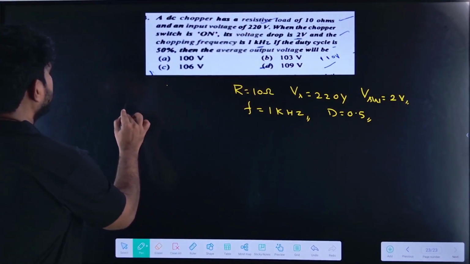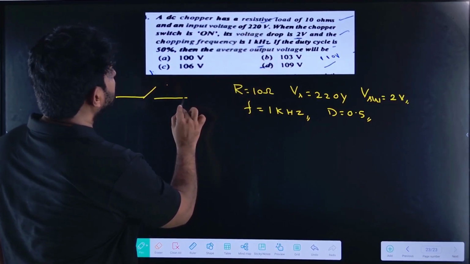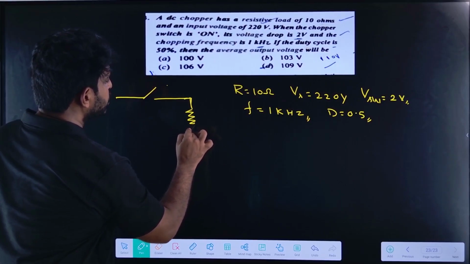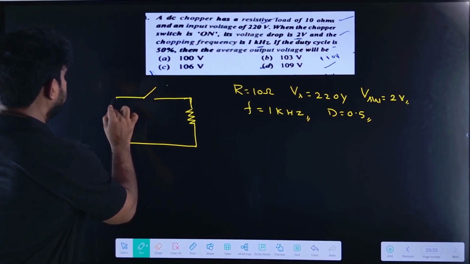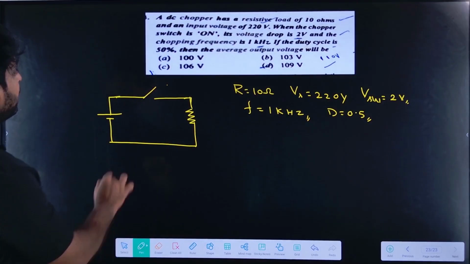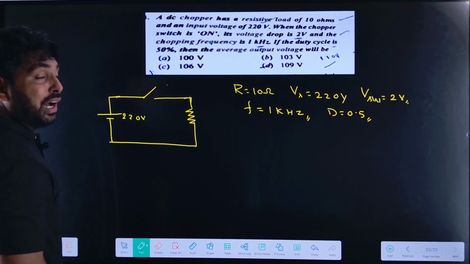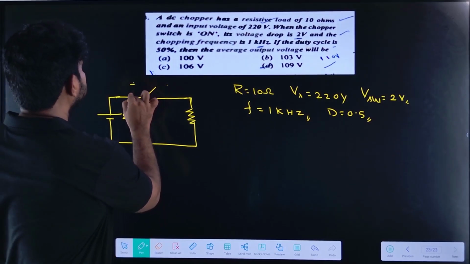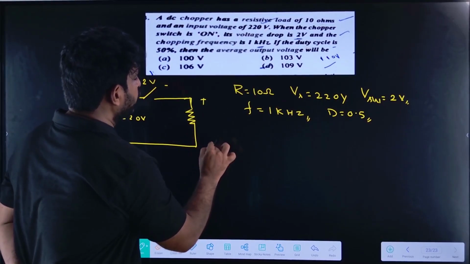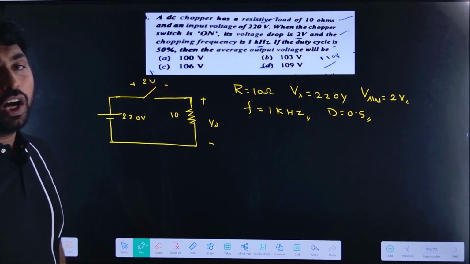How would the buck converter be? The simplest buck converter is, in case of resistive load, 2 switches are not needed. So we can take 1 switch, which is a simple buck converter. Right? So how much was given? It is given as 220 volts, and the voltage across the switch is given as 2 volts. The output voltage V0 we need to find. And the resistance is also given, which is equal to 10 ohms. So how could we find?